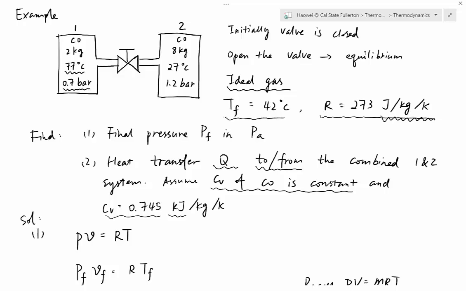Our system is the combined container number 1 and number 2. So do you see any inlet or outlet for this combined system? There's no inlet or outlet for this combined system. So yes, this combined system is a closed system. And yes, we can use the first law.